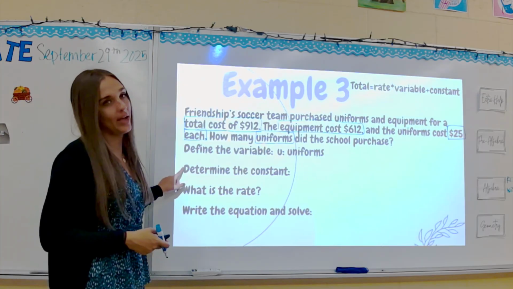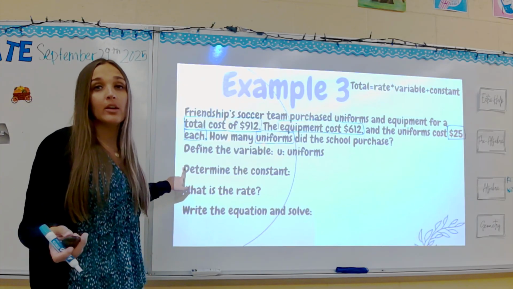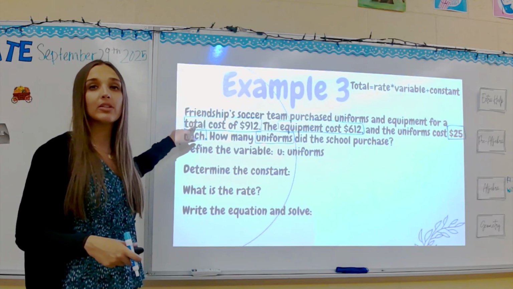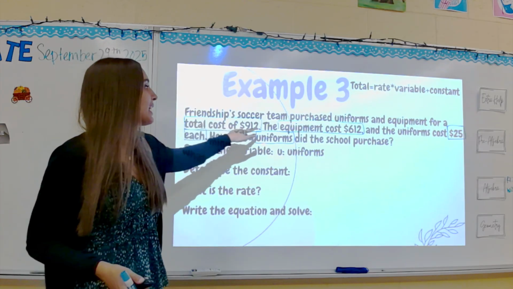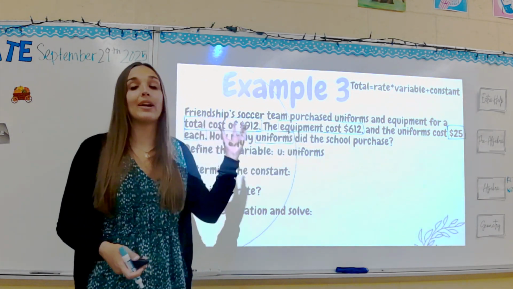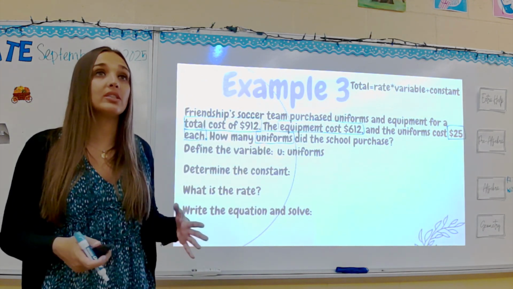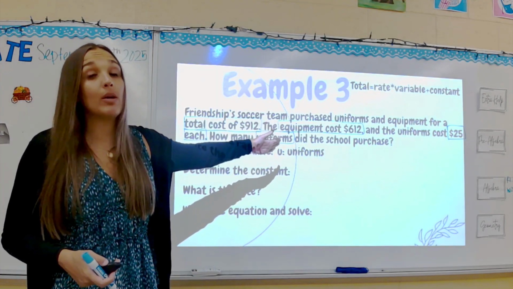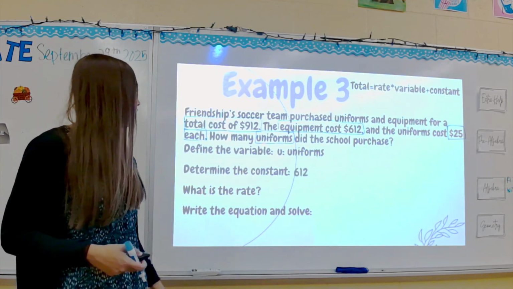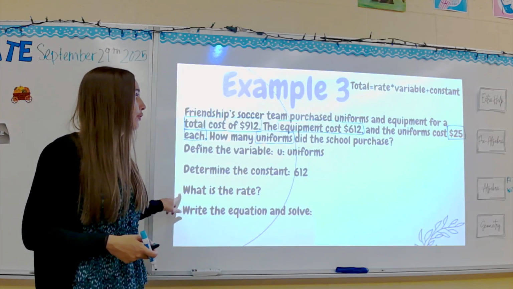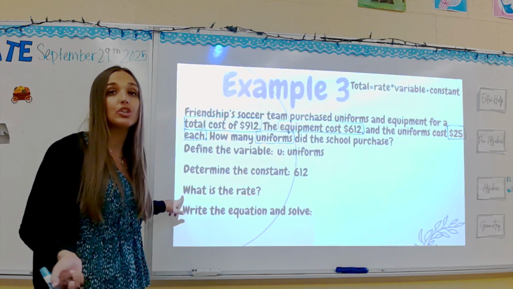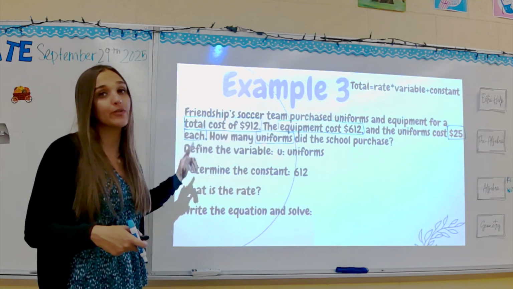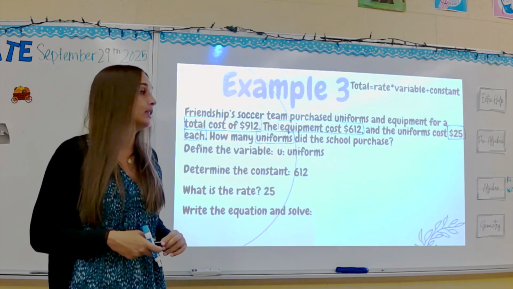The constant. So no matter how many uniforms I purchase, I have to pay this amount. It's not the total. Remember, we're not working with the total. So the only other number we have is 612. No matter how many uniforms I purchase, I could purchase 0. I could purchase 1,000,000, like I've said before. I still have to pay $612 for the equipment. What is the rate? So I look for the word uniforms. I look for each. I look for per around it, in which I see $25 each for the uniforms. So that's going to be my rate.